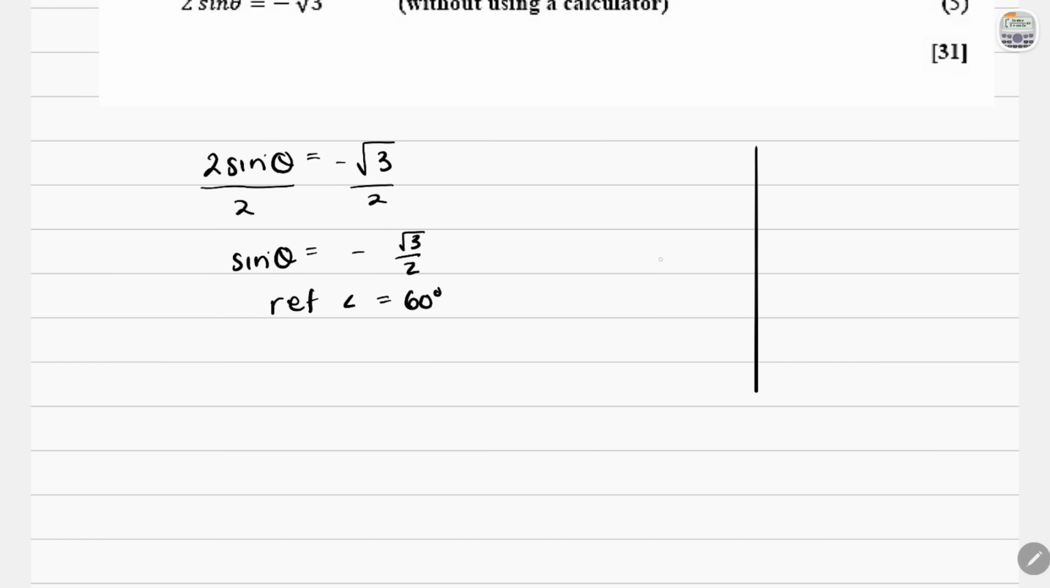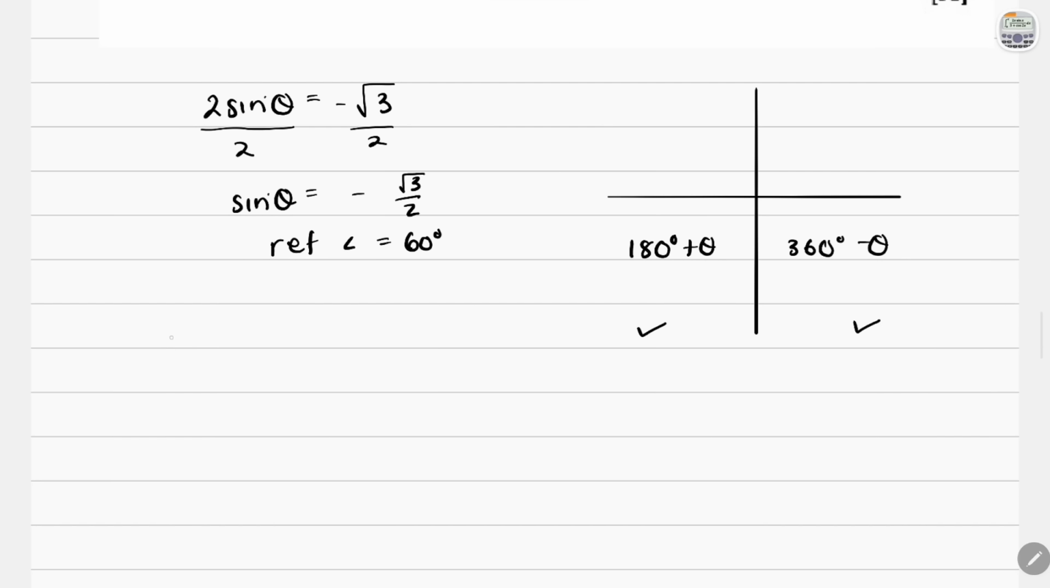Okay, so if this is 60 degrees, here is how we can find our answer. Using your CAST diagram, you're now going to ask yourself, where exactly is sine negative? Sine is negative in the third and the fourth quadrant. We saw that in the previous question. So the reductions we'll use are 180 degrees plus theta and 360 degrees minus theta. And so we'll say that theta is finally equal to 180 degrees plus 60 degrees, and this is a general solution.